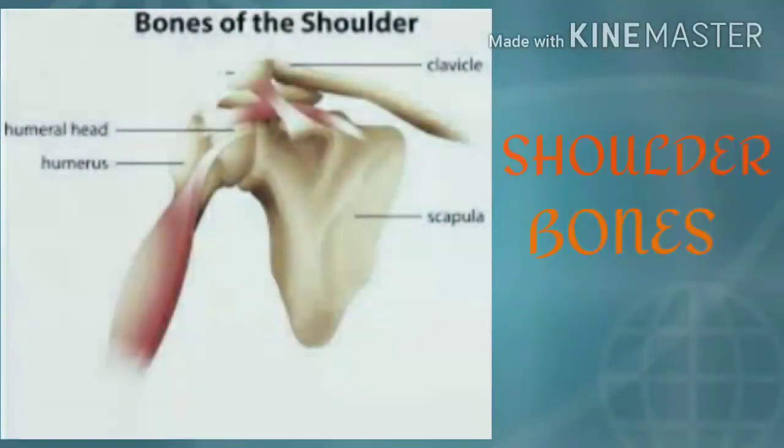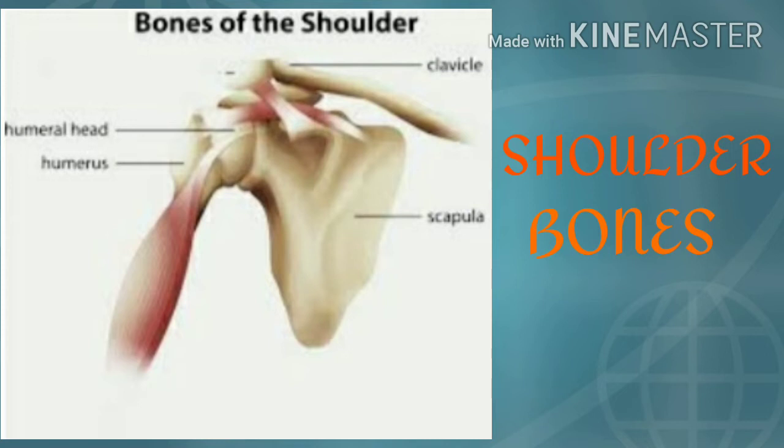Our next topic is shoulder bones. Shoulders are the part of our skeleton to which the arms are attached. There are two shoulder bones, the collarbone and the shoulder blade. The collarbone is a long curved bone. One end of the collarbone is attached to the shoulder blade and the other end of the collarbone is fixed to the breastbone. The collarbone keeps the shoulders apart.